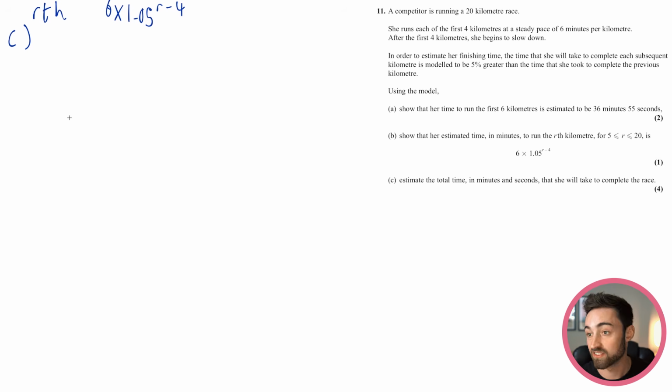Estimate the total time in minutes and seconds that she will take to complete the race. Okay, how many kilometers are there in the race? There's 20. So the first 4 kilometers, remember 6, 6, 6, 6, so that's 24. Then I'm going to add the sum of everything else.